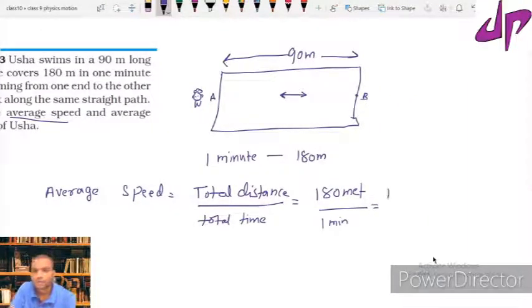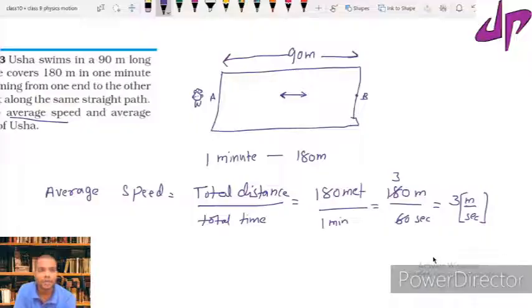So 180 meters divided by 1 minute, which contains 60 seconds. So you can cut this 6 into 18, it will go to 3. So her average speed equals 3 meters per second. Average speed of Usha, 3 meters per second.